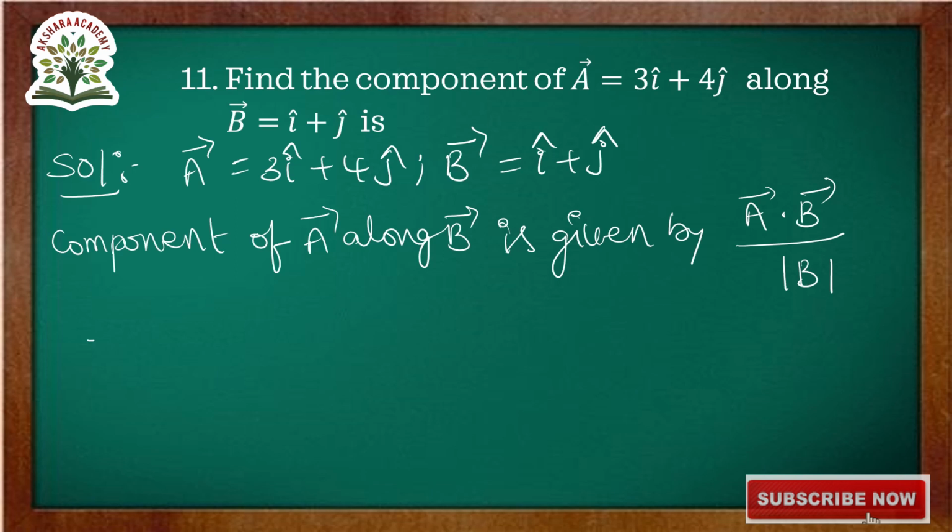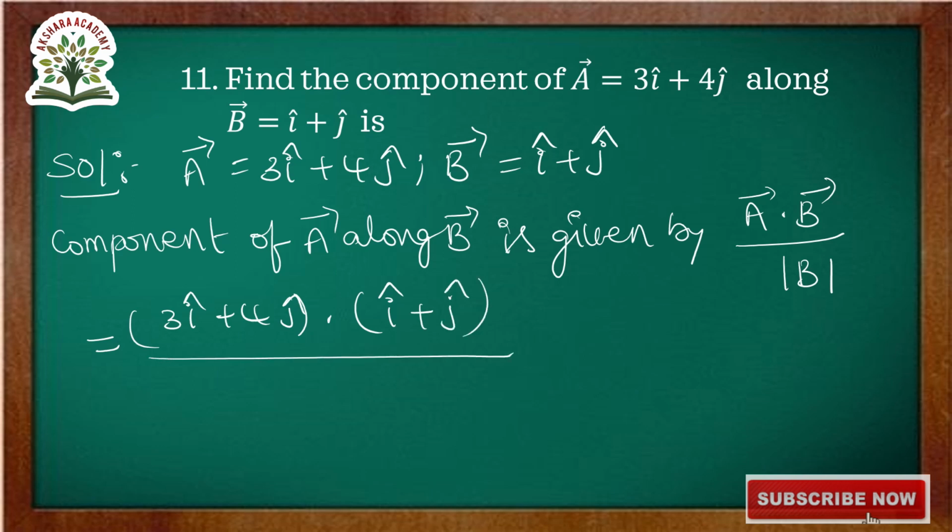So now we are substituting the values. A bar is nothing but 3 I cap plus 4 J cap, dot product of B bar. B bar is nothing but, as given, I cap plus J cap, by modulus of B bar. This is the B bar vector, I cap plus J cap. Modulus of B bar is nothing but square root of I component 1 square and J component also 1 square. That is because in the dot product, I dot I and J dot J are equal to 1.